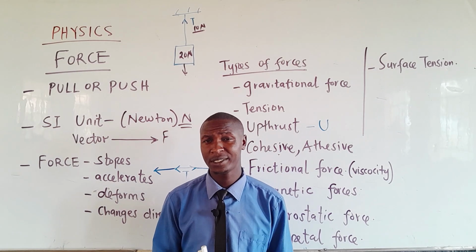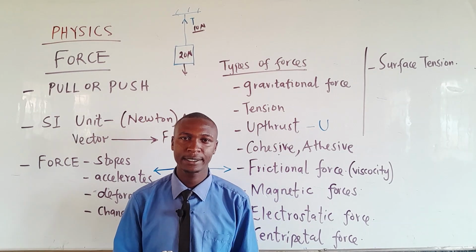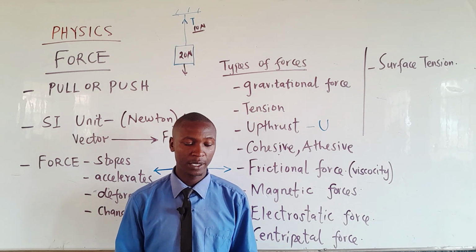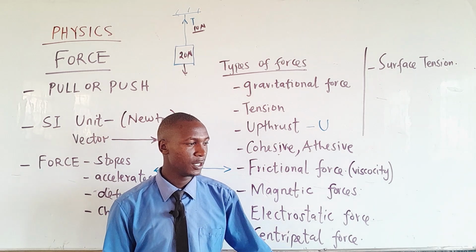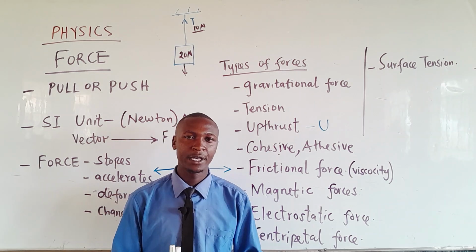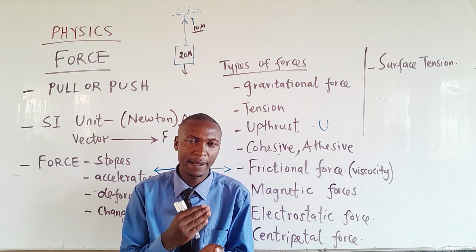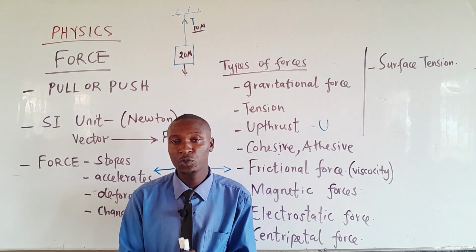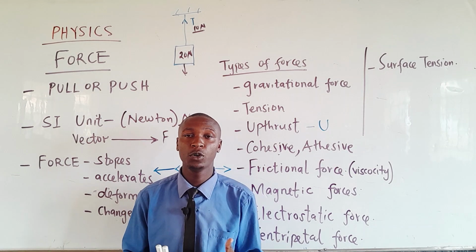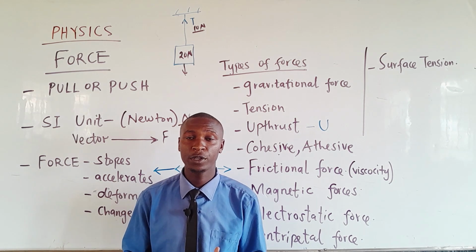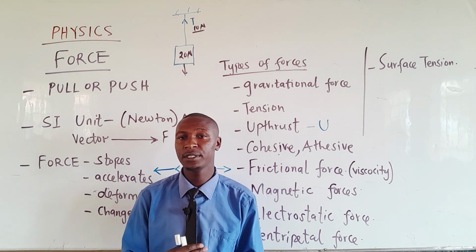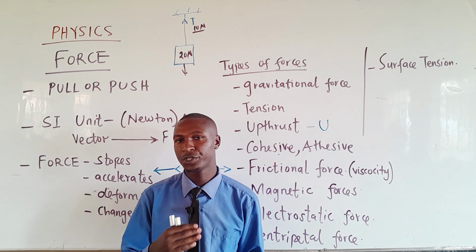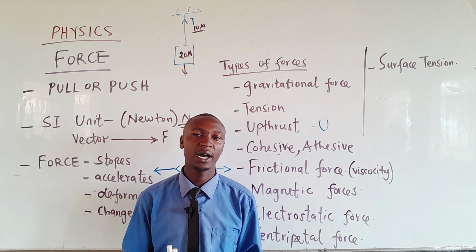Now, frictional force is a force that tends to oppose motion on a surface. For example, if we have an object that is moving on a given surface, the body is going to be opposed by some force. That force is known as the frictional force. Now, frictional force can be reduced or increased depending on the roughness or the smoothness of a surface. If our surface is rough, then we are going to have a higher frictional force, and if it is smooth, it's going to have a lower frictional force.